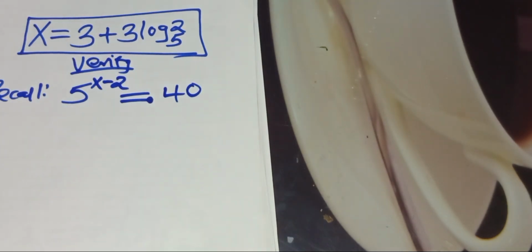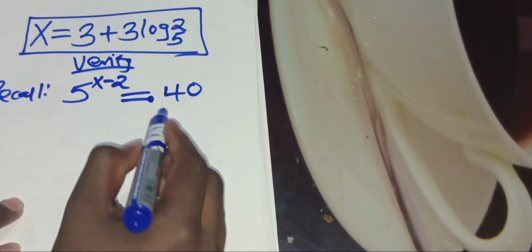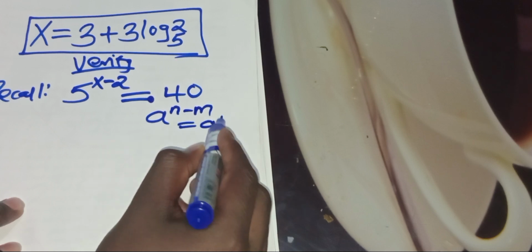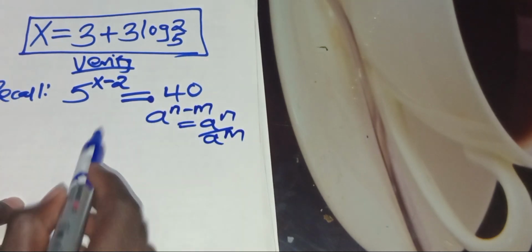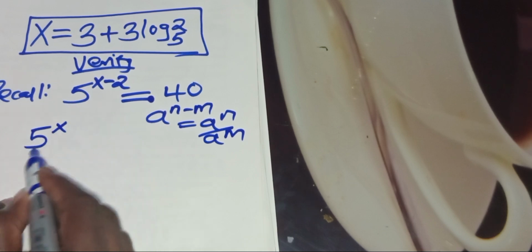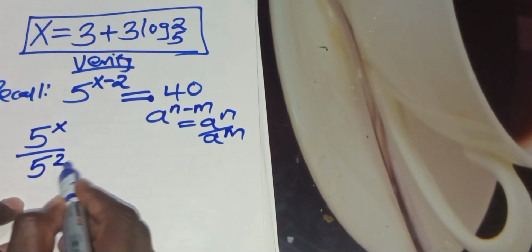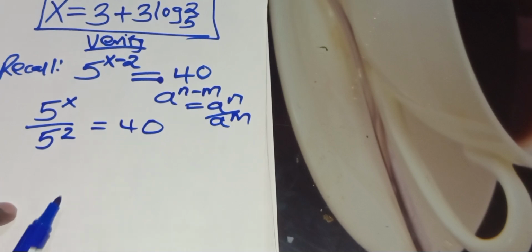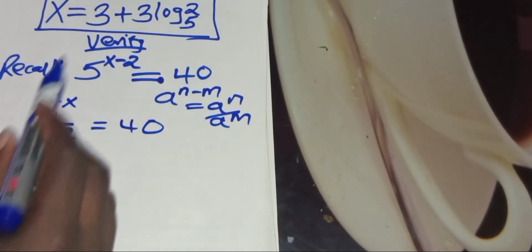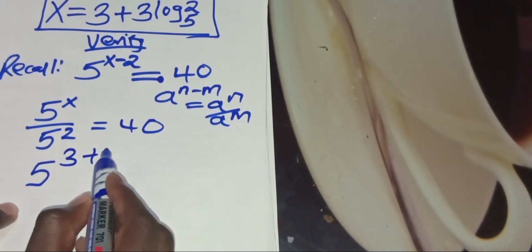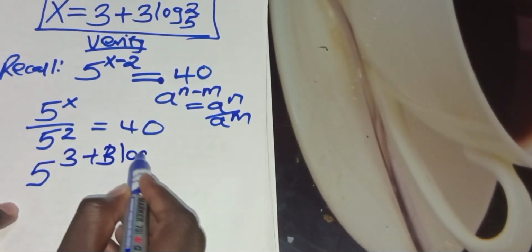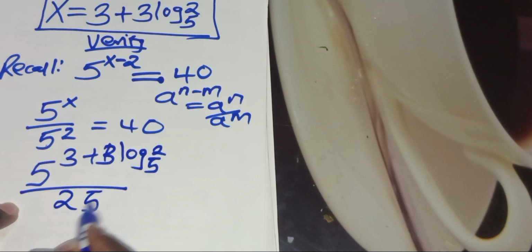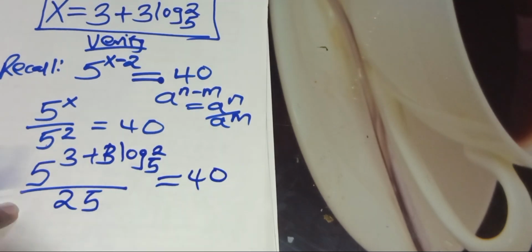All right. Now we are saying that 5 to power x minus 2, this is in the form of a to power n minus m, which we can express as a to power n divided by a to power m. Now this is the same thing as 5 to power x divided by 5 squared. This should give us a value of 40. Now substituting the value of x, we'll have 5 to power 3 plus 3 log 2 to base 5, divided by 5 squared, which is 25. This is supposed to give us a value of 40.